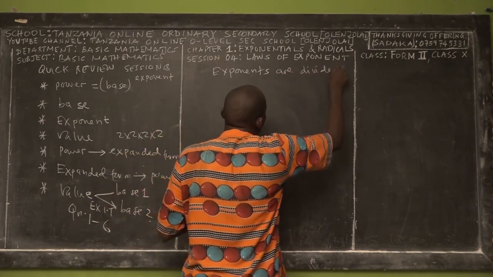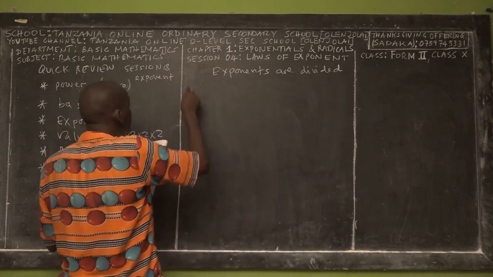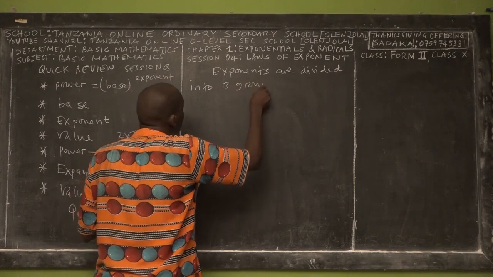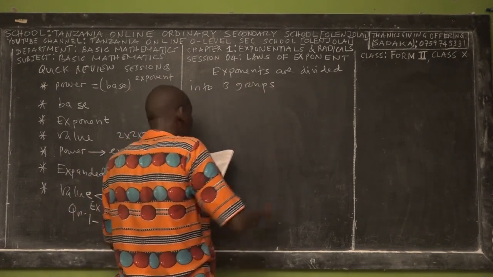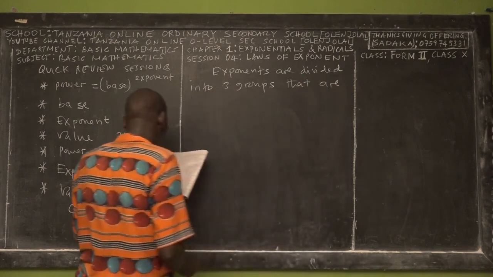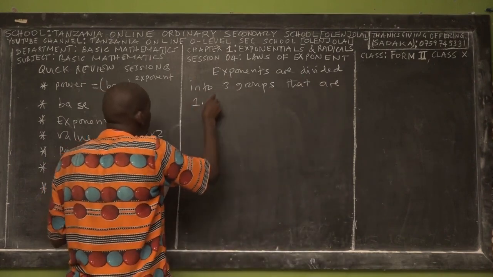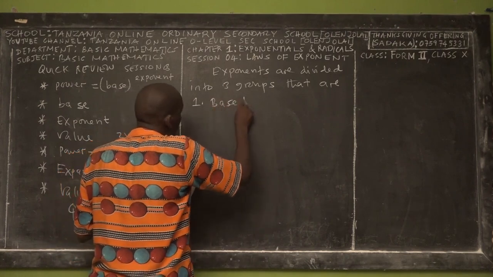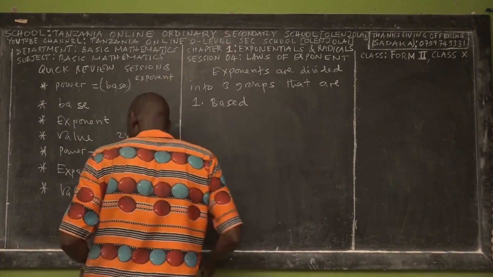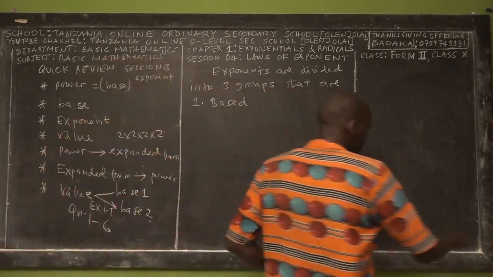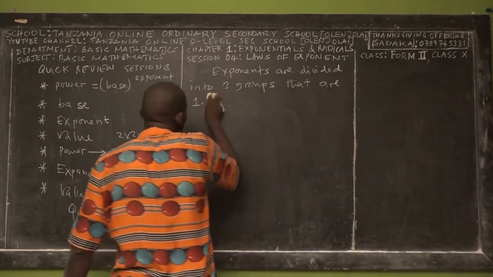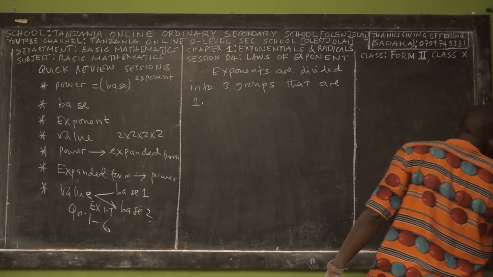Exponents are divided into three groups. We can divide exponents into three main categories based on the type of exponent. The first category is exponents based on positive integrals.